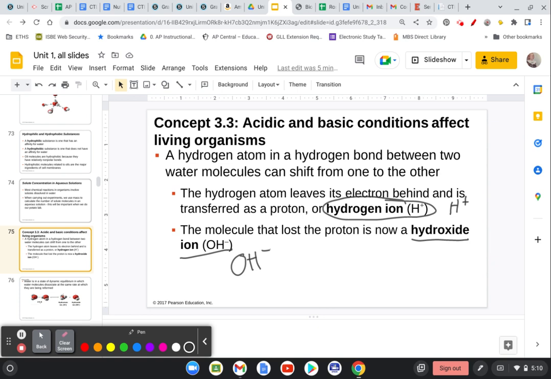Now, this doesn't happen very often. If you've got a drop of water, I don't know what the percentage is, but it's a very small percentage of the water molecules that will give up a proton. But it's significant because it results in what we call acids and bases. So even though it's a small amount, it is important.